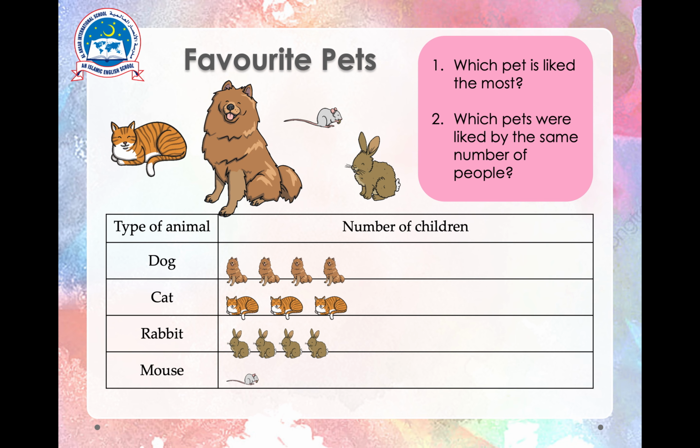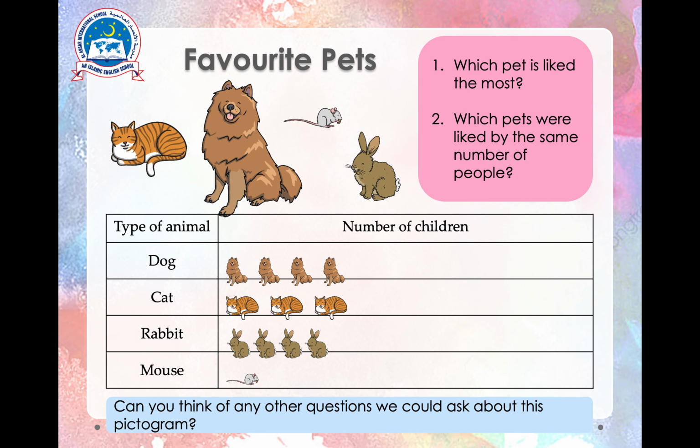Here we have dogs, cats, rabbits, and mouse, and it shows the favorite pets of some children. So which pet can you see here that is liked the most? If you've guessed that the dog and the rabbit are liked the most, well done. Which pets were liked by the same number of people? That would be the dog and the rabbit again. Now, there are so many other questions you could ask about pictograms. Can you think of any?